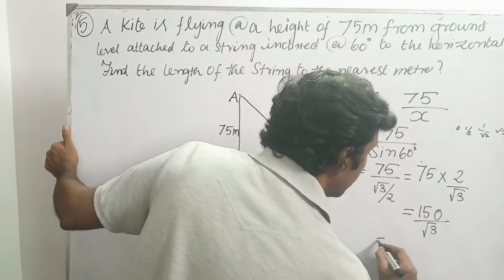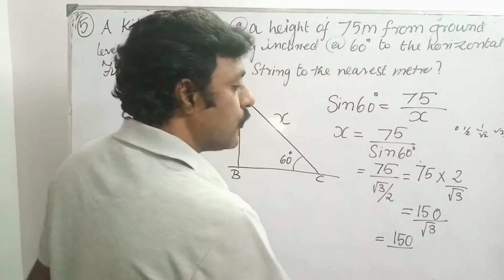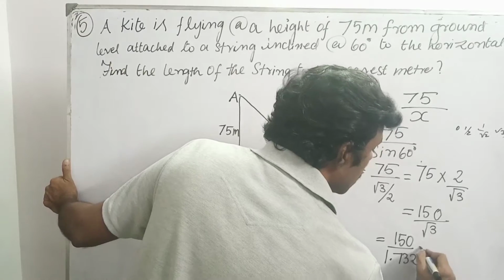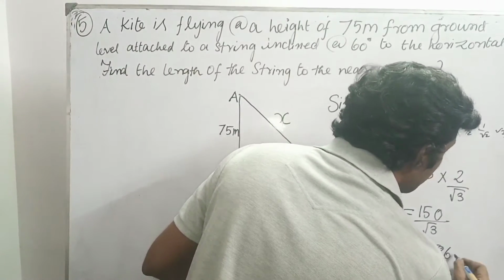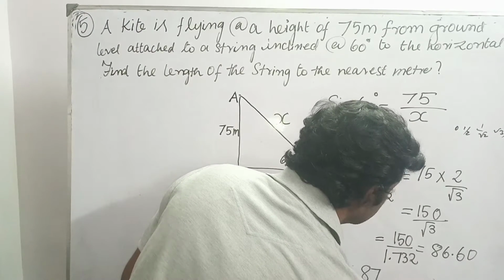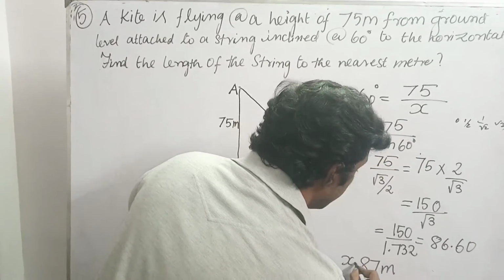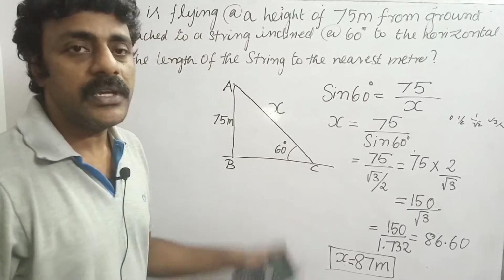Or you can even write it as 150. What will be the value of root 3? The value of root 3 is 1.732. It's nothing but 86.60, which is nothing but 87 meters. Therefore x equals 87 meters, which is the length of the string.